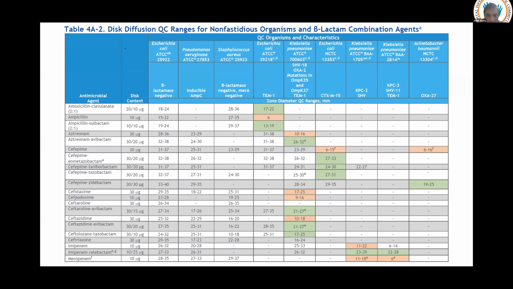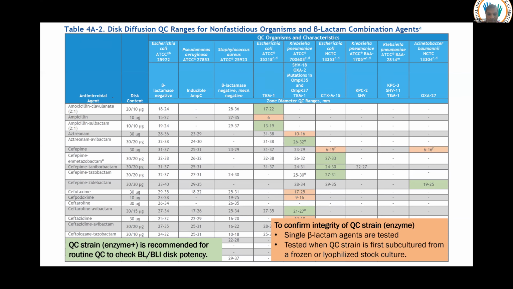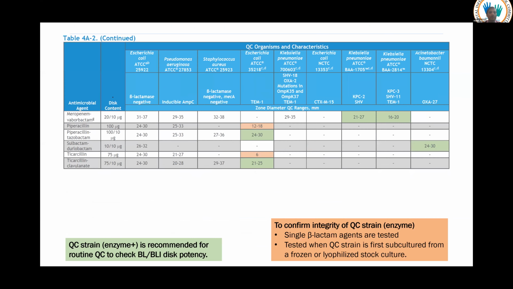So the QC strain containing the enzyme is recommended for routine QC checks, to check whether the BL-BLI antibiotic disc is working or not. This is the first page, and this is the continuation, the second page. So it is a two-page exhaustive list given in CLSI. This is how you have to test your QC strains.